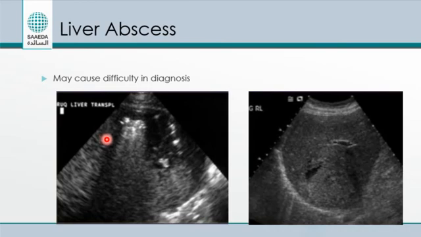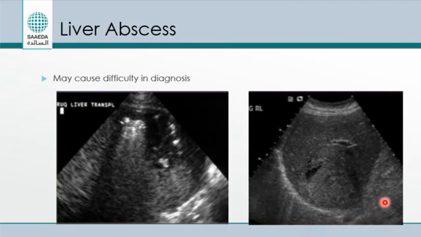Another cause of confusion: if they contain thick pus, they will be isoechoic to the liver. You cannot see anything here. However, if you look carefully, you'll see some mass effect on these small vessels, indicating that all of this is an abscess. If you put Doppler, you'll see no flow here. So it can be a little bit tricky. You need to be careful in evaluation.